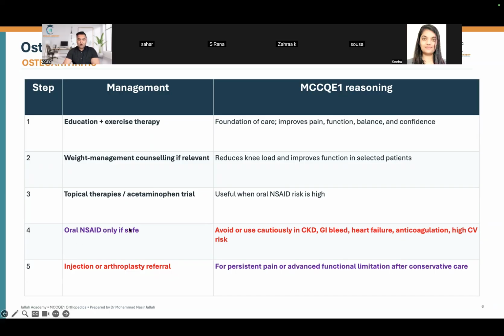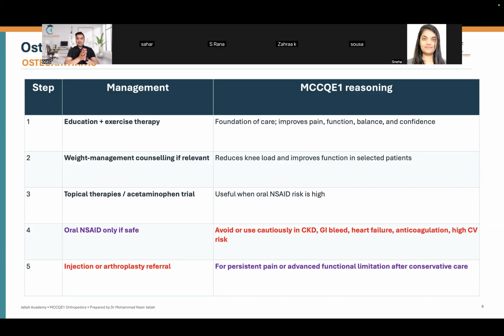Otherwise, oral non-steroid only if safe. Avoid or use cautiously. Let's say your patient has osteoarthritis, but the patient has chronic kidney disease. The patient has GI bleeding. The patient has heart failure. The patient has a blood disorder, or the patient has cardiovascular issues.